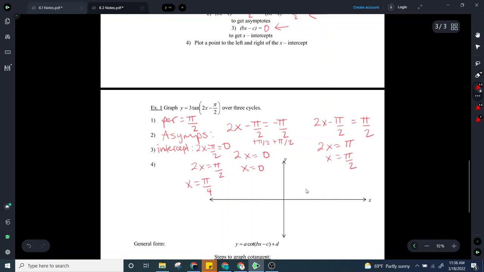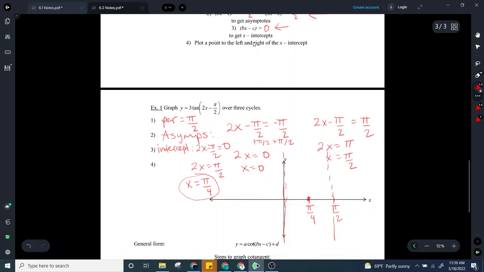The intercept is halfway between where the asymptotes should be, right? So if I have an asymptote at 0, and then the next asymptote occurs at pi over 2, halfway between them is where the intercept should occur. Notice that's at pi over 4. That intercept step, if you can find where the halfway point in between them is, that's fine. You can skip that third step of setting that equation equal to 0. But if you're not sure, just set that equal to 0.